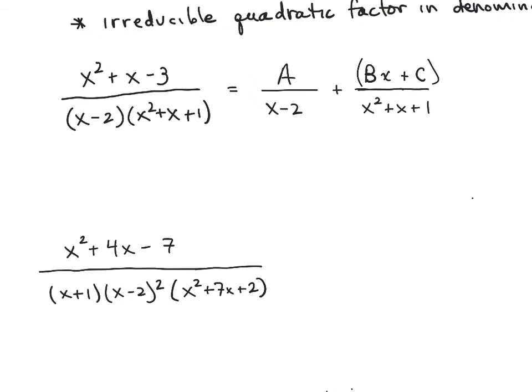So another one to look at here. I've got a distinct linear factor, I've got a repeated linear factor, and then I've got an irreducible quadratic factor. So I've got 1, 2, 3, 4 factors in the denominator here, which means we're going to have 4 partial fractions.